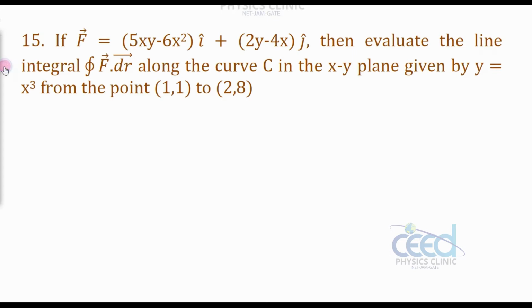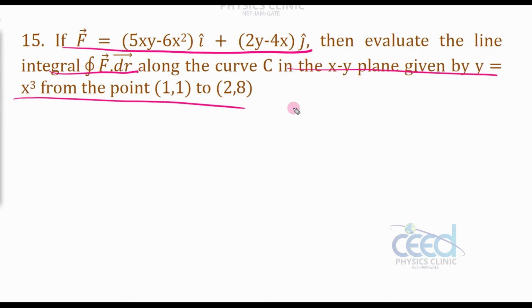Here you have been given a force field, and we evaluate the line integral of F dot dr along the curve C in the xy plane, where y is equal to x cube, from the point (1, 1) to (2, 8). To find F dot dr, what is dr? r is the position vector, and here we only have i cap and j cap components, so this is a two-dimensional position vector, x i cap plus y j cap.